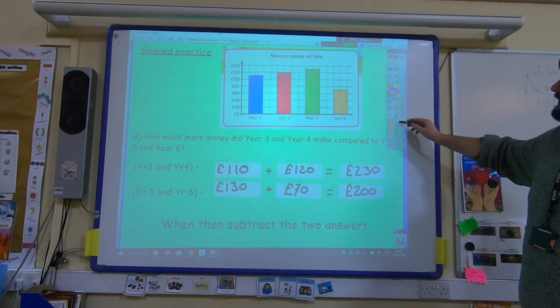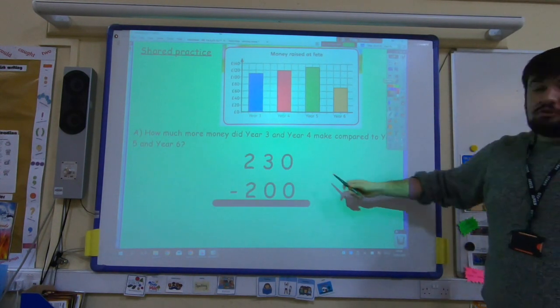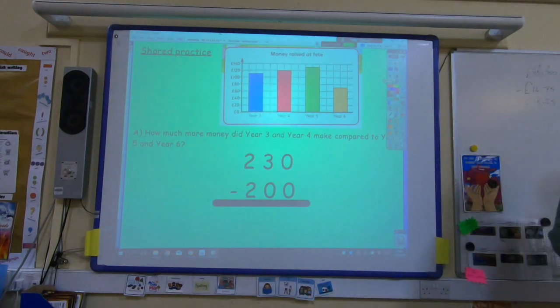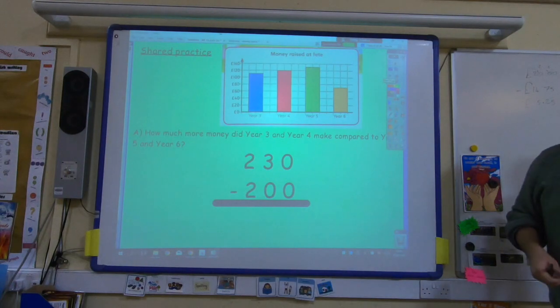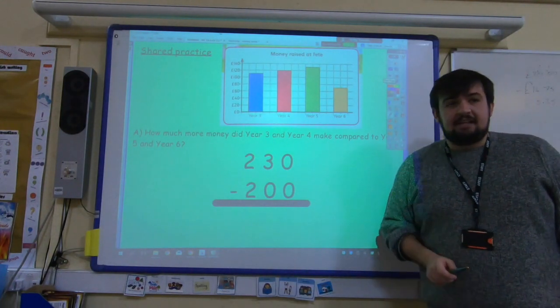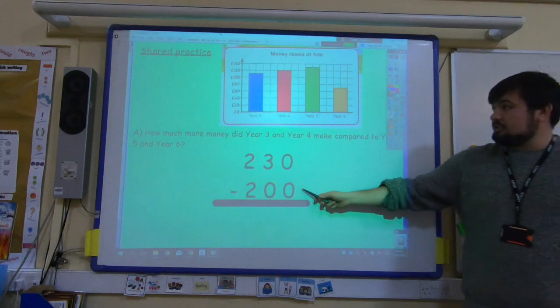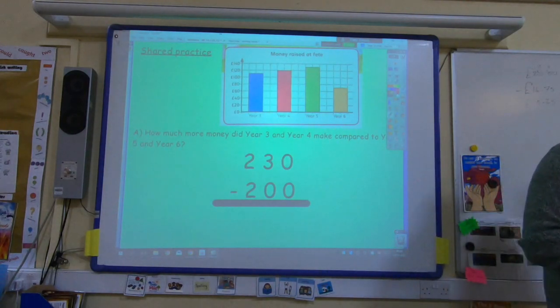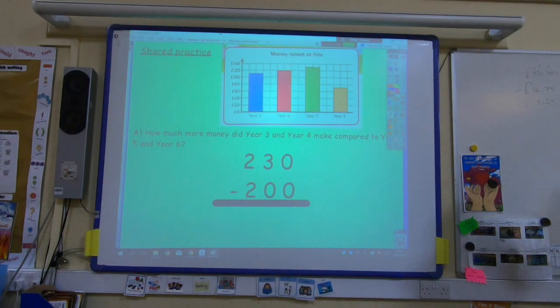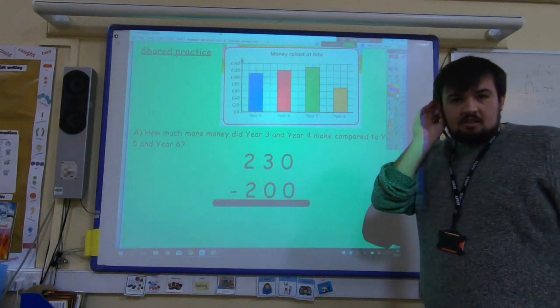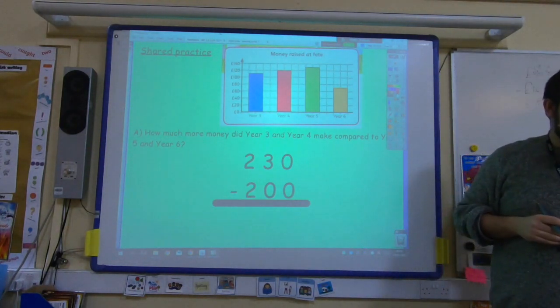Well, let's have a look then. I've done it on my next page. 230 take away 200, because the 230 is how much year 3 and 4 made, and the 200 is how much year 5 and 6 made. So 230 take away 200, what's my answer? We can have a look at that in just a minute.